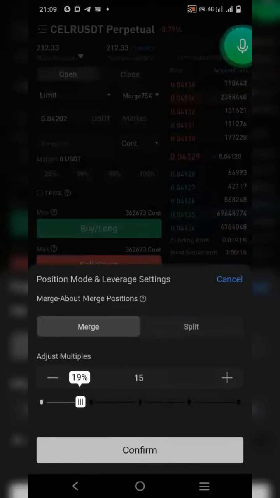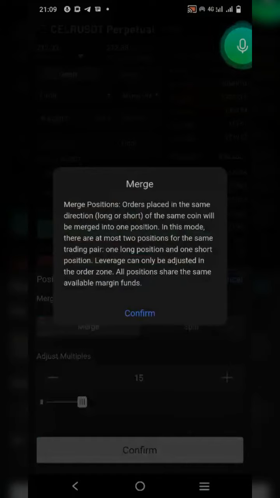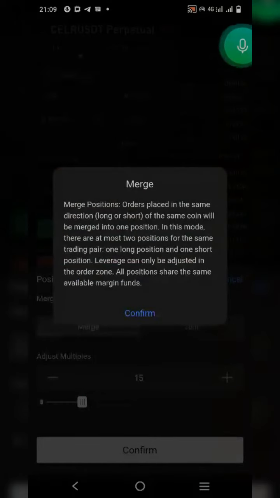Calibrating mine to, let's use 20x. 20x is not really risky. So, merge position and split position. You understand what that means. Let's click on this. What is merge position? Orders placed in the same direction, long or short, of the same coin will be merged into one position. In this mode, there are at most two positions for the same trading pair: one long position and one short position. I will explain, please. Leverage can only be adjusted in the order zone.